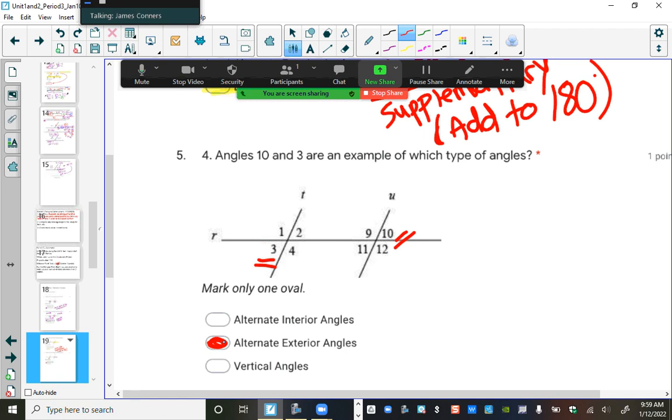Alternate exterior. What was number 4? When you pair, you need to pay attention. Yeah, alternate exterior. Outside and they're opposite. Alternate exterior. So that was number 5. That's angles 10 and 3. So far, any questions?